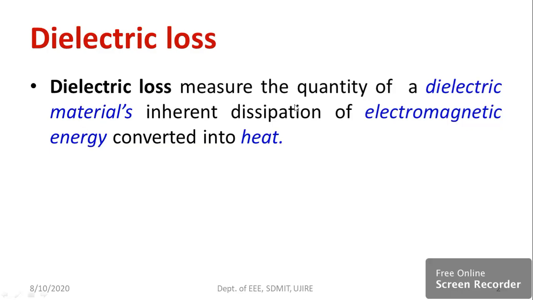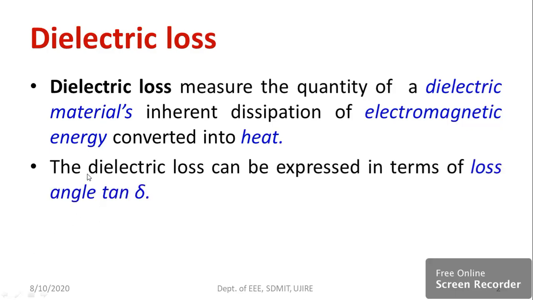Dielectric loss measures the quantity of a dielectric material's inherent dissipation of electromagnetic energy converted into heat. For example, a dielectric material becomes a part of a high voltage system. We are going to measure how much electromagnetic energy is converted into heat. Usually, the dielectric loss can be expressed in terms of loss angle, that you can call tan delta.